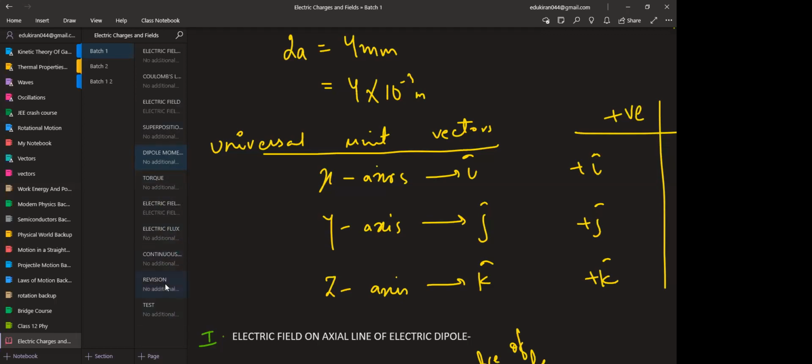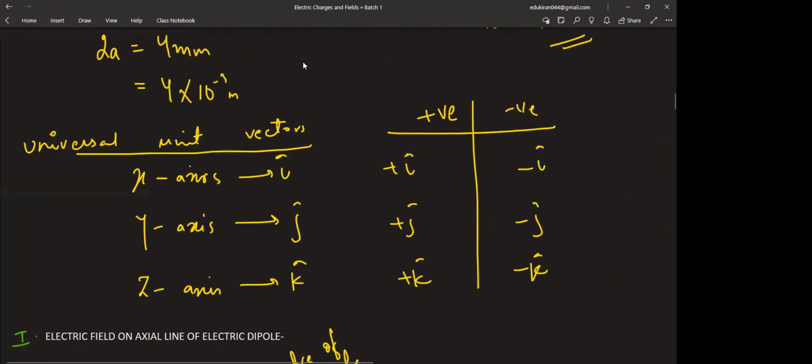Then torque and flux will be left. Then that will complete the chapter.